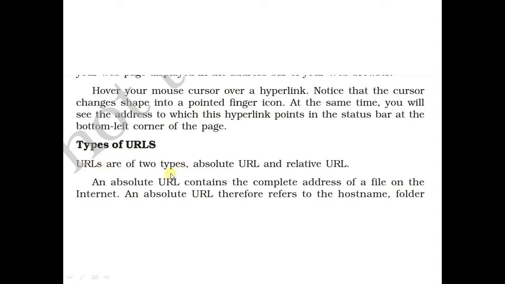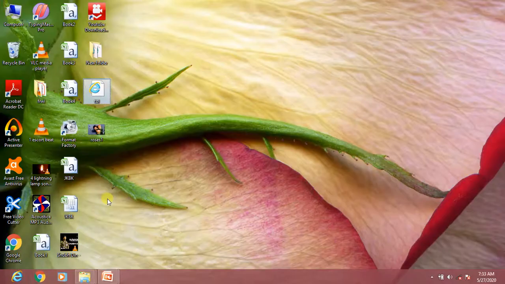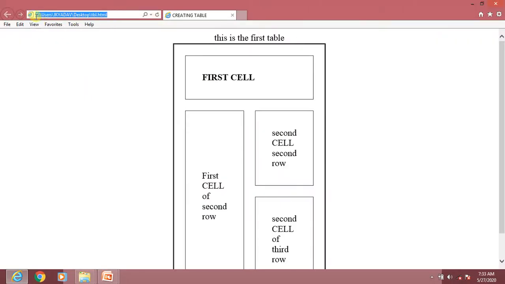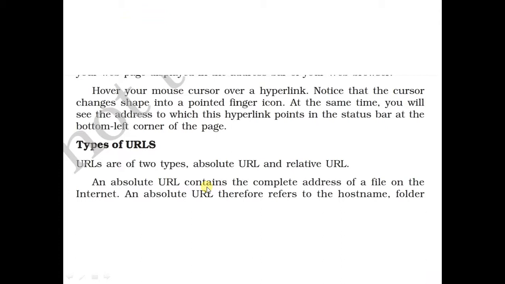There are two types of URL: absolute URL and relative URL. Now what are these absolute and relative URLs? An absolute URL contains the complete address of a file on the internet. The complete address, like what I had shown you here. This is the complete address because it starts from the C drive, the basic location, then the Users folder, JKR folder, Desktop folder, then tbl.html. It is the complete address.